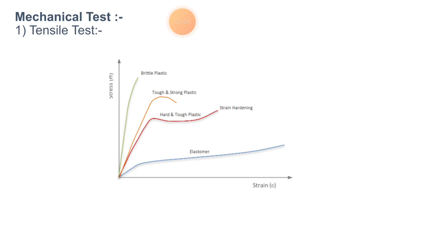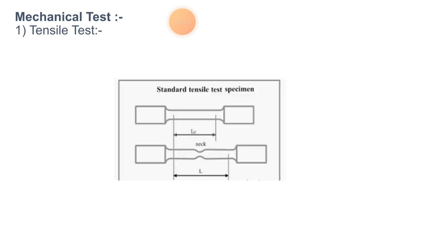See the tensile stress graph, which is between stress and strain. Brittle plastic, then tough and strong plastic, then hard, tough plastic, strain hardening and elastomer are also shown on this graph, showing how the graph changes. Then tensile test specifications are shown.